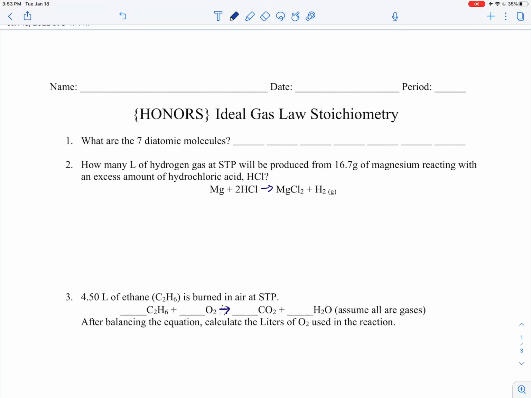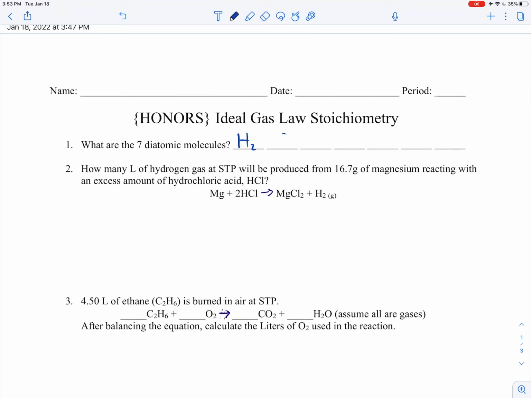Hi everyone, today we are going to do ideal gas law stoichiometry. A couple things we need to know is the 7 diatomic molecules. Okay, and that'll help us write balanced equations. And so there's really two kinds of problems here.